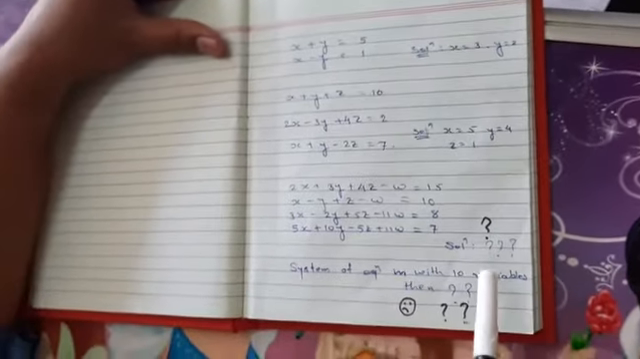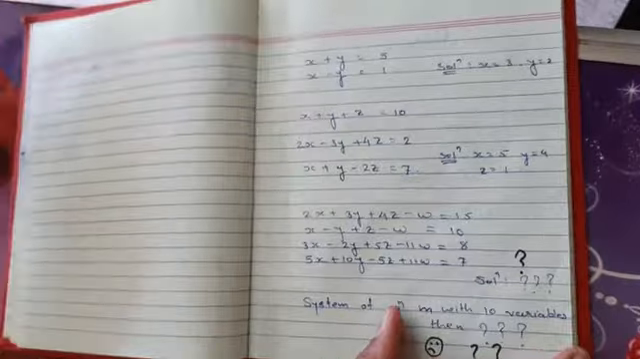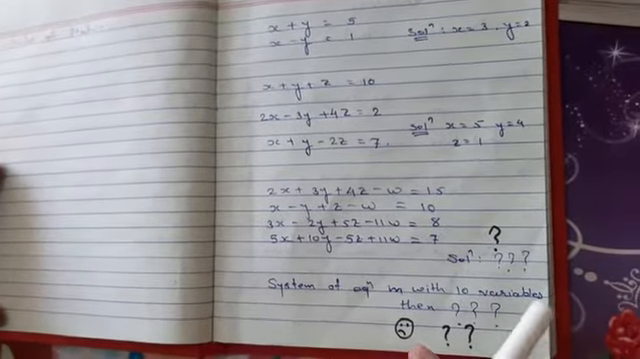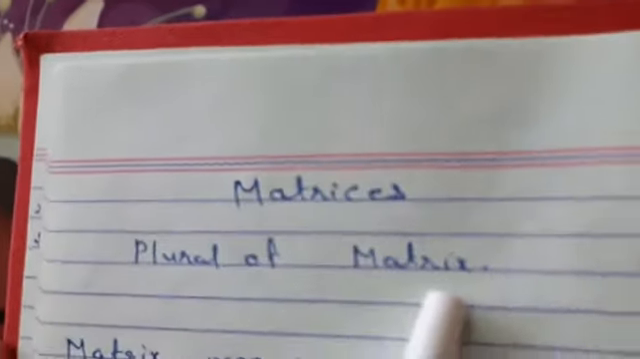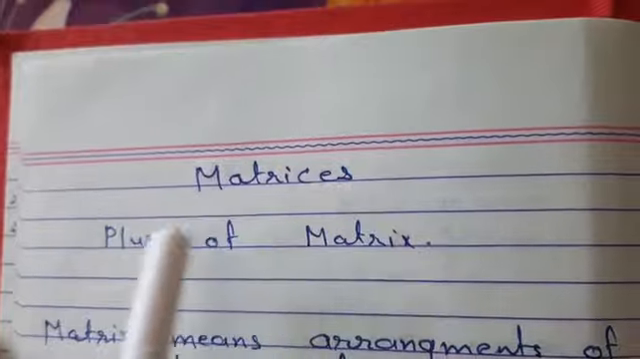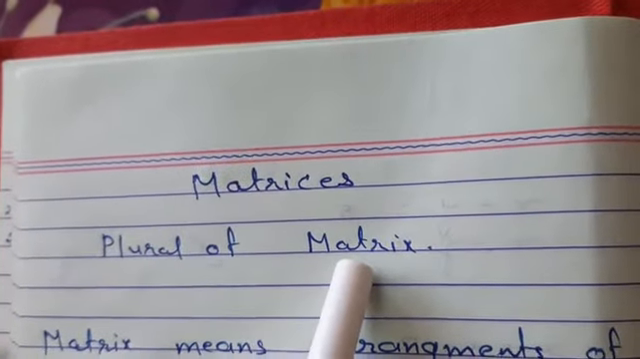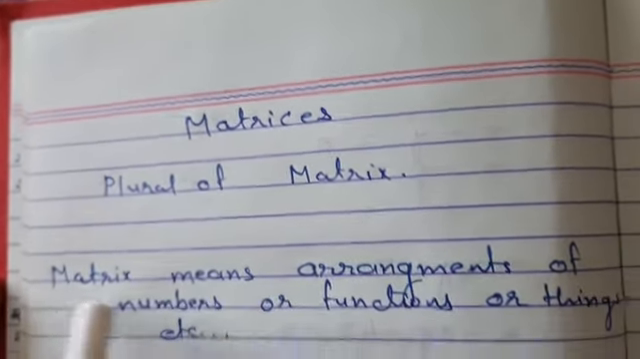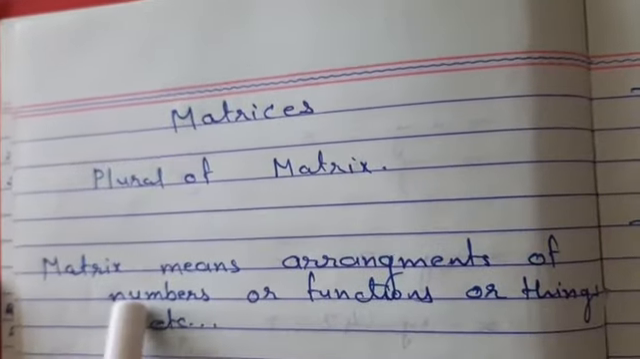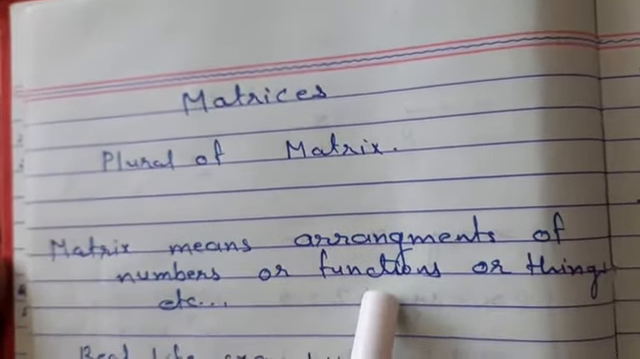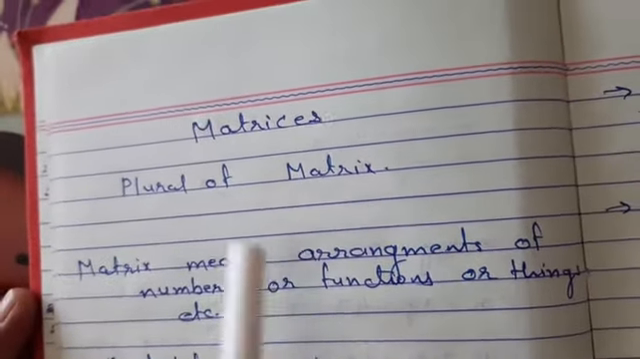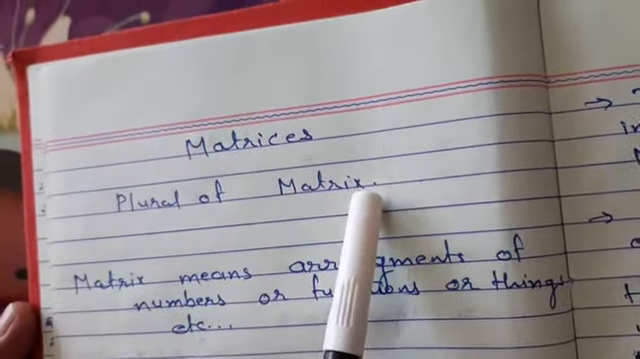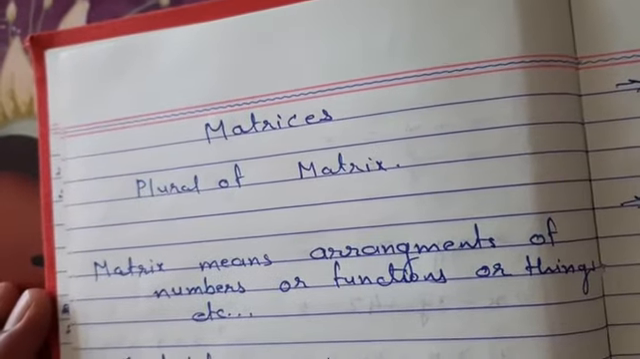Now you will have the question, what is a matrix? Okay, so in 12th standard we have one chapter called matrices. Now matrices is the plural of matrix. Matrices is a what? Plural of matrix. In simple words, matrix means an arrangement of numbers or functions or things, etc. Now this word is new for us.